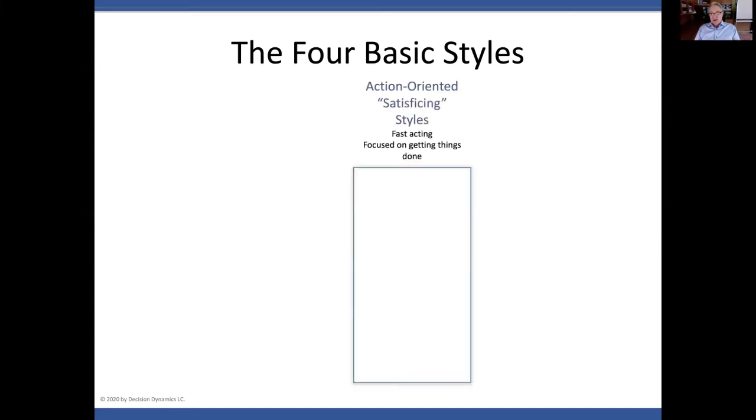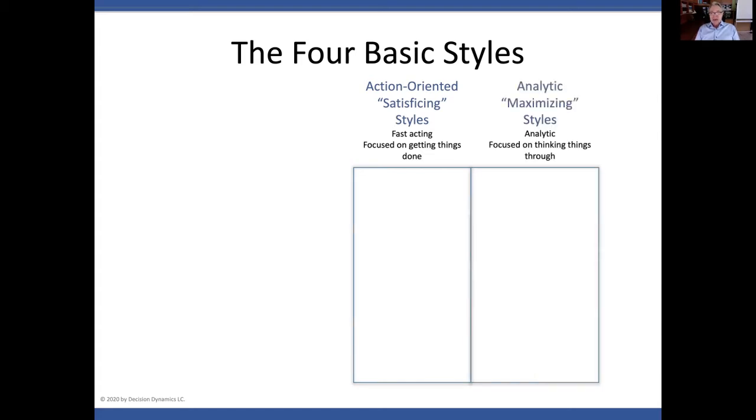2 of the styles I'm going to talk about are what we call satisficing styles. They're action-oriented. They're the ones that you just grab a few key facts and quickly arrive at a decision. And they contrast with styles I call maximizing styles. And when people are in this maximizing frame of mind, they want to take in a lot of information before they're going to feel ready to pull the trigger and make a decision. That's the horizontal axis. Action-oriented on the left, analytic on the right.